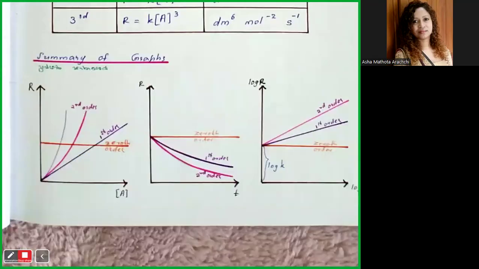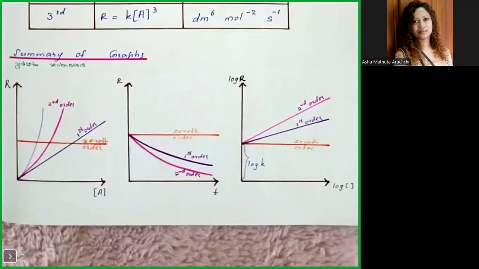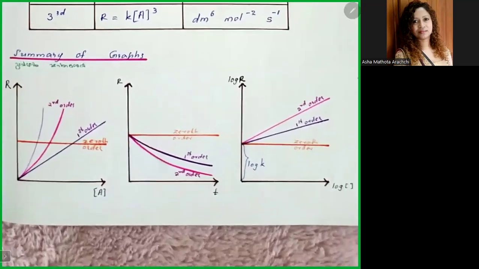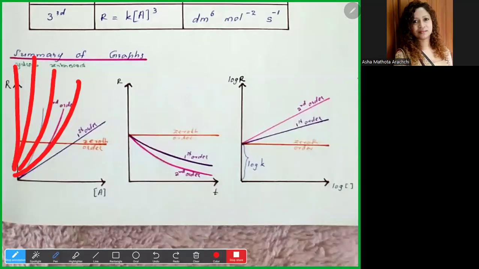Okay, next topic. Summary of graphs. See, first graph between rate and concentration of A. If it is first order, that's a straight line. Zeroth order is a straight line parallel to the x-axis. But for second order, third order, fourth order, fifth order, the curve goes like this.